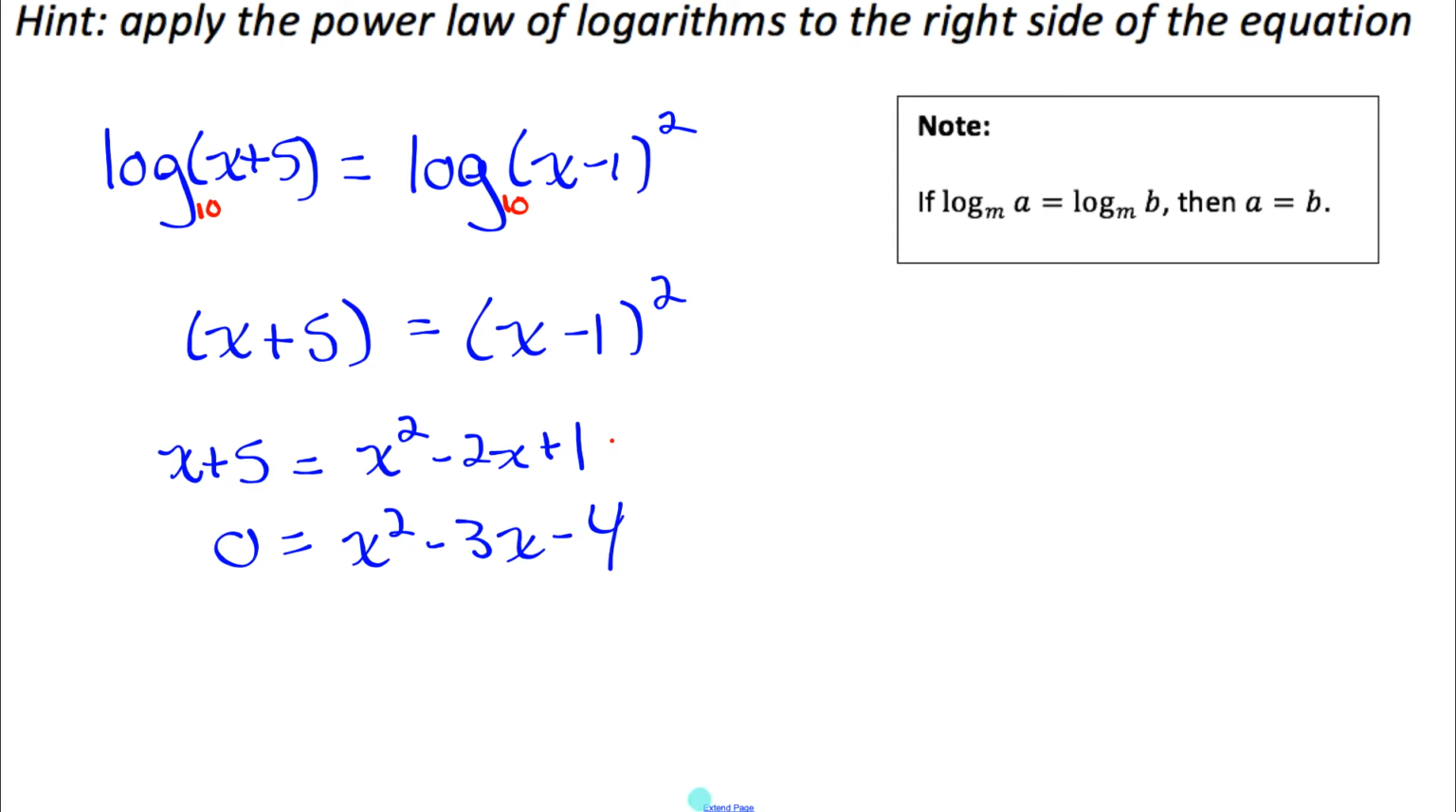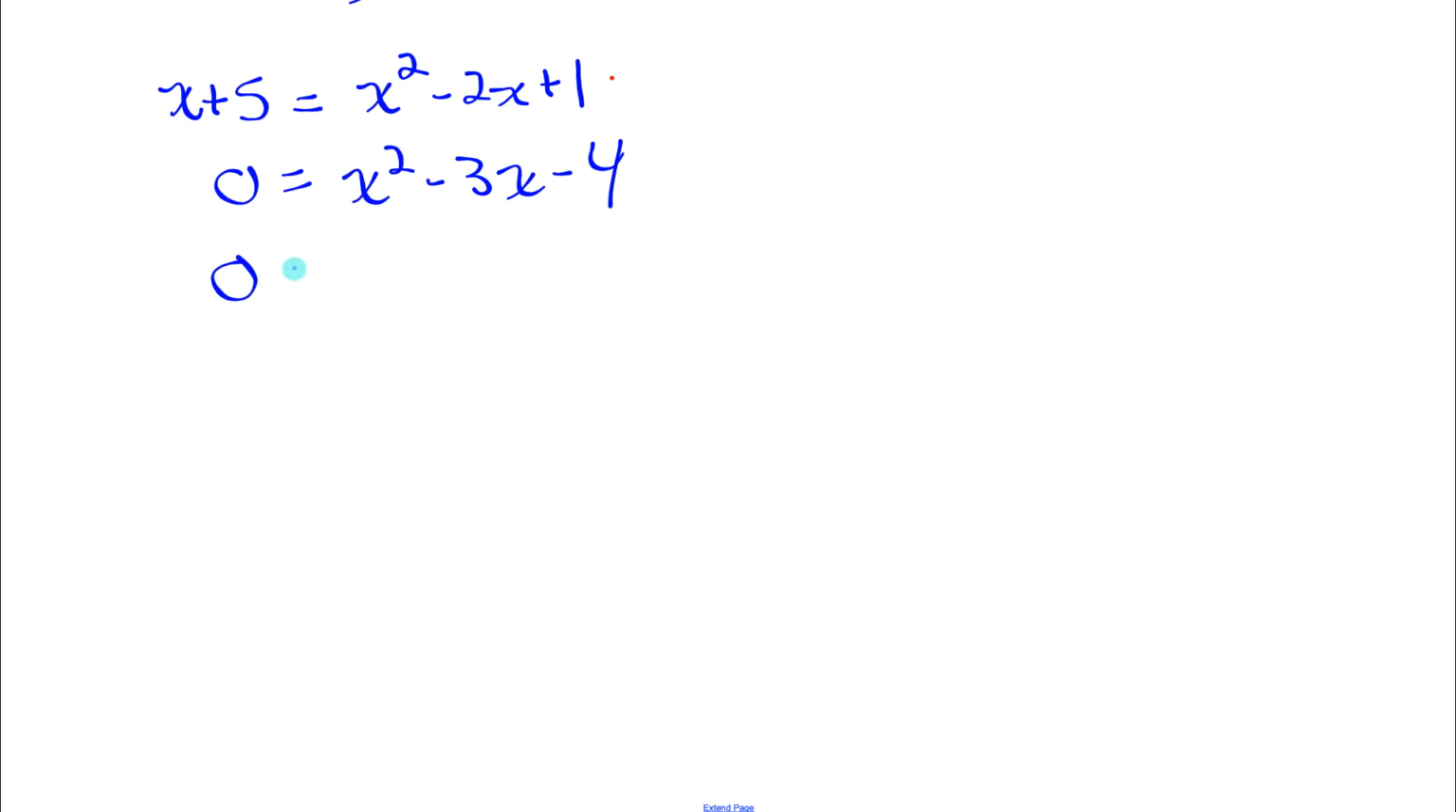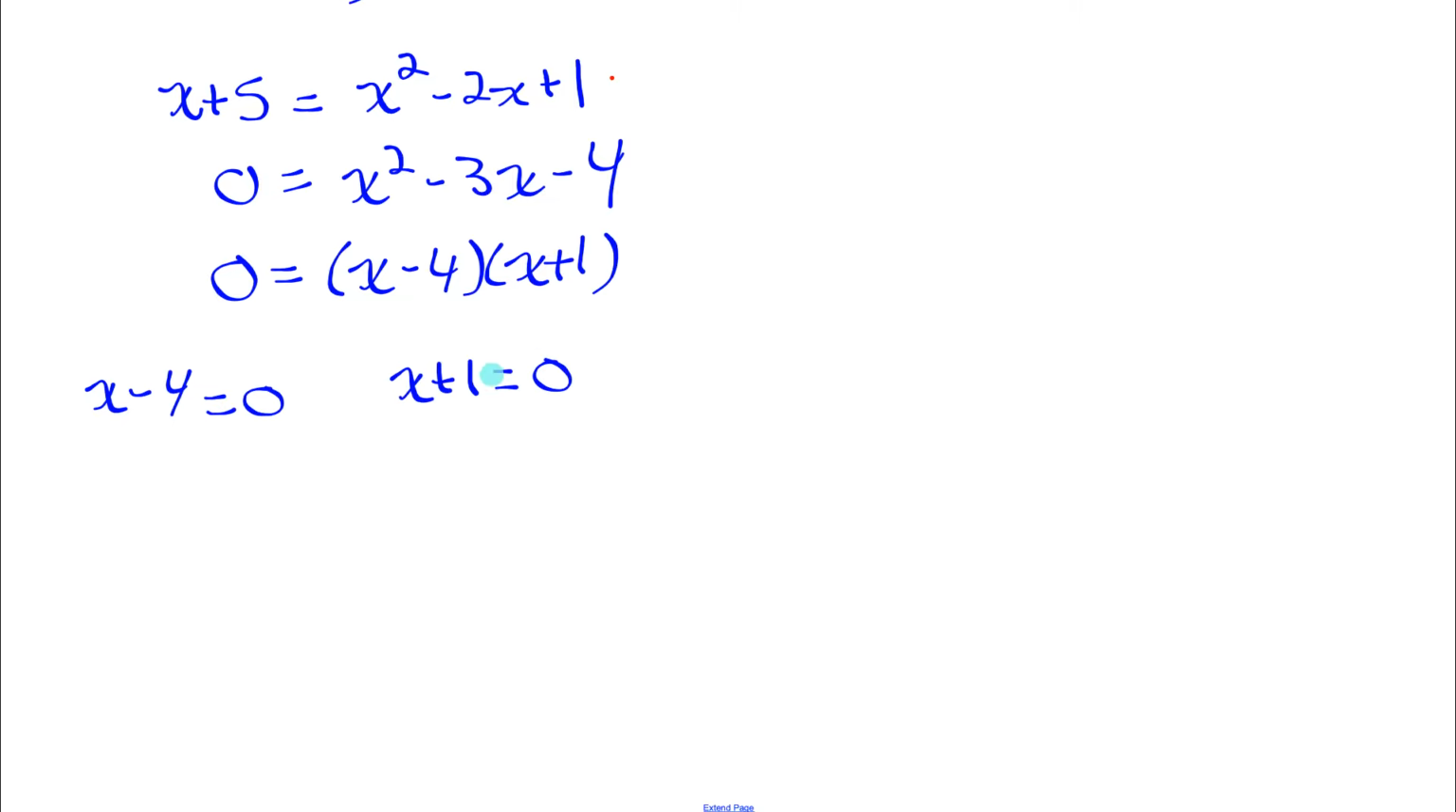And this quadratic, I think, is factorable. That's nice. The numbers that multiply to negative 4 and add to negative 3 are negative 4 and 1. So this product is 0 if x minus 4 is 0, or if x plus 1 is 0, which means my solutions are x equals 4 and x equals negative 1.